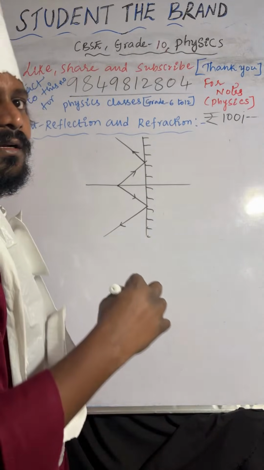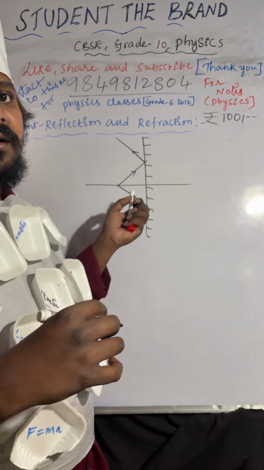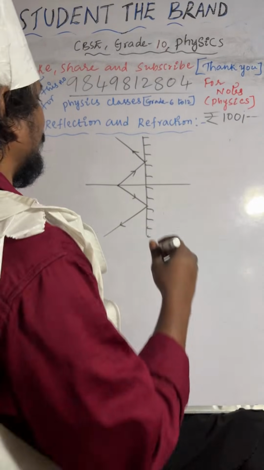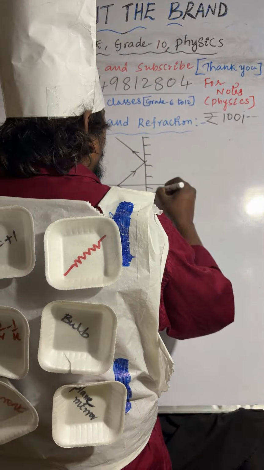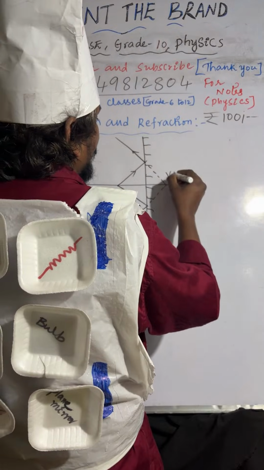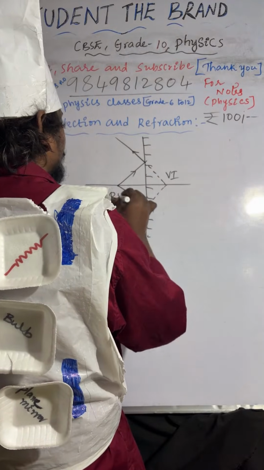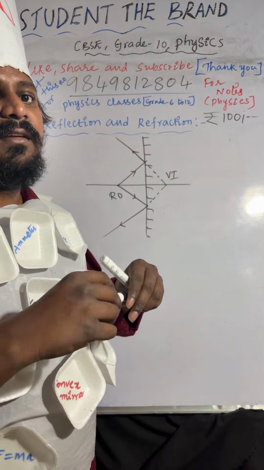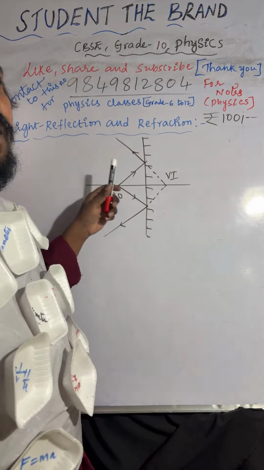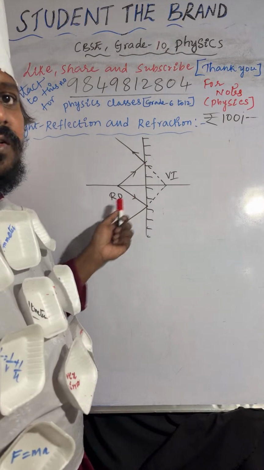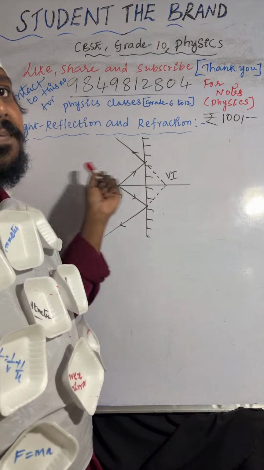So you can observe, from this point light rays are coming. After reflection, there is a virtual image and this is a real object. Real object and virtual image. Observe carefully here. From this point light rays are coming. After reflection, those light rays are moving away from the principal axis.